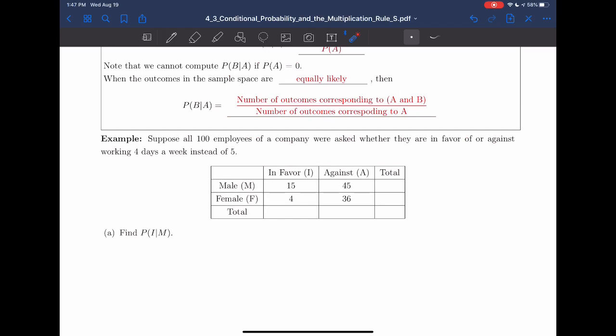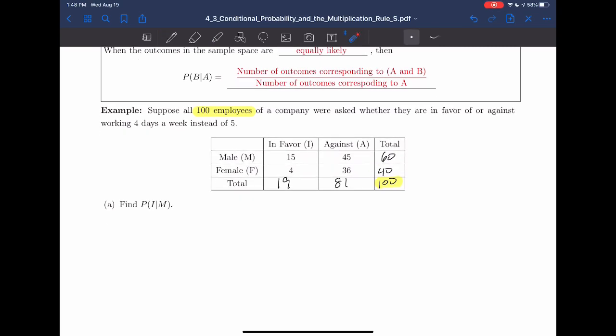Let's consider the following contingency table. And we are already familiar with this table because this is what we've been working from in the previous section. So all we have to do is fill it out. And again, one way to check if you got it right is if the total number is the same as the total number of employees, then you're good.